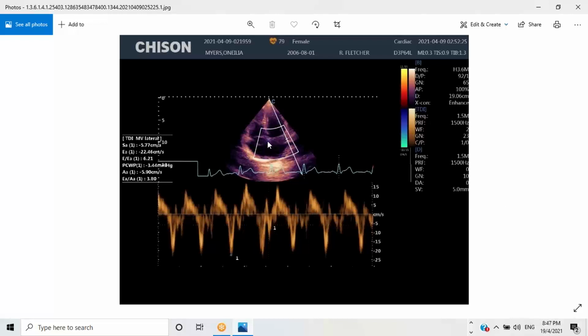The difference between the medial and the lateral annulus is that the lateral E prime is usually larger than the medial E prime. So that's very significant.